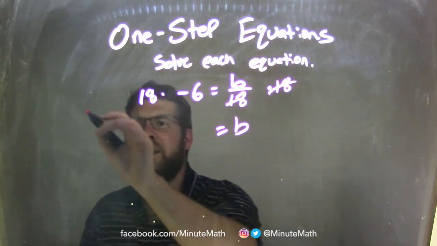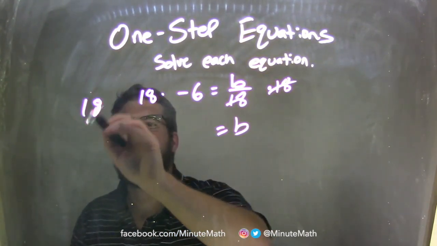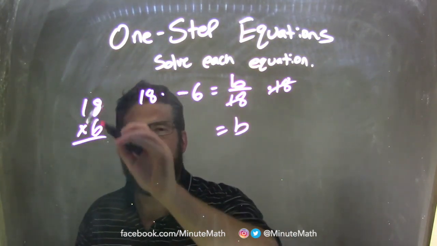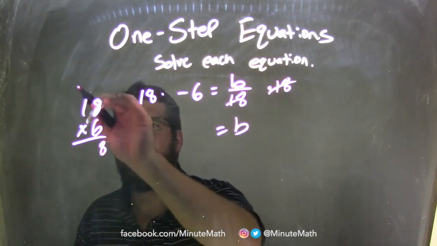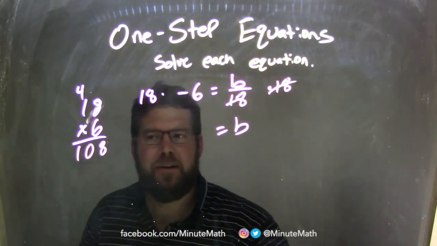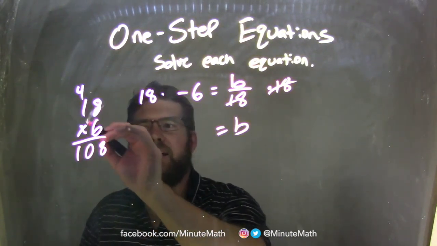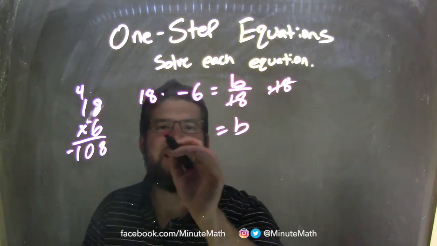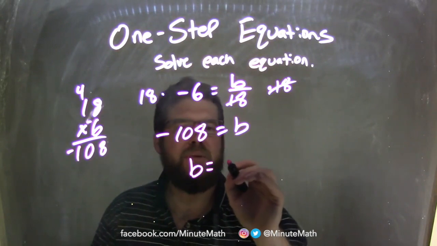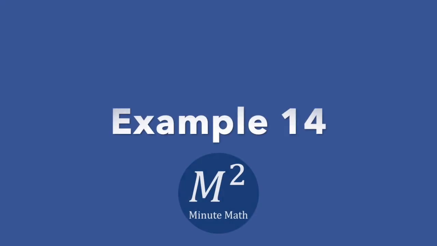But how can I write 18, not 16, I got ahead of myself here, 18 times 6, multiplied by 6. Well, what's 6 times 8? 6 times 8 is 48. 8 carry the 4. 6 times 1 is 6, plus 4 is 10, so we have 108. So 18 times negative 6, we know it's going to be negative, right? Negative times a positive is negative, so we have a negative 108 here. Well, let's rewrite it nicely. B first. B equals negative 108, and that is our final answer.